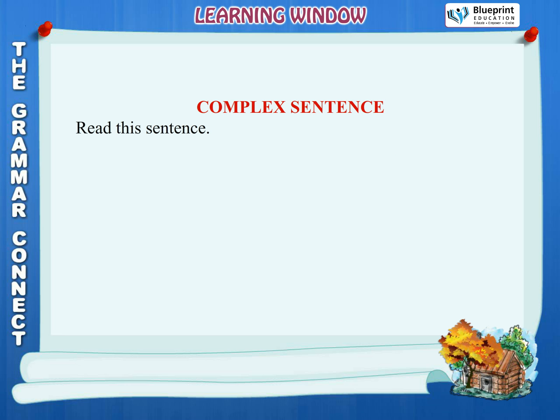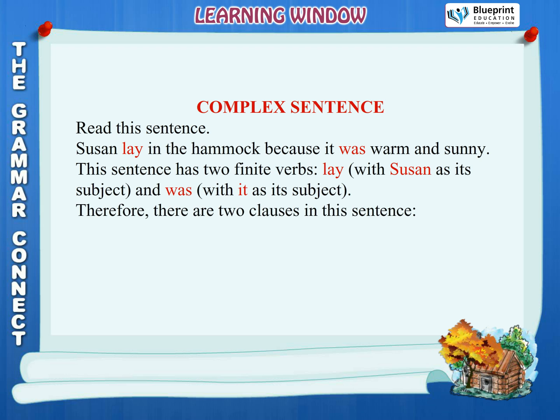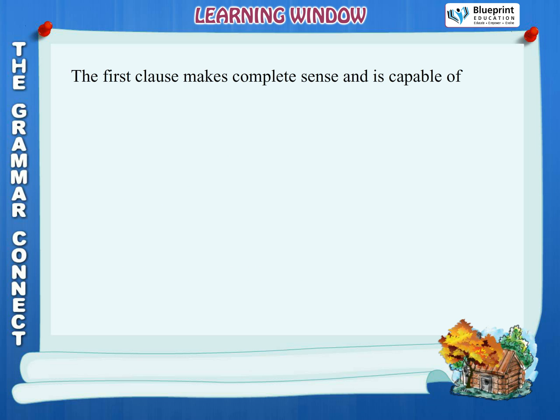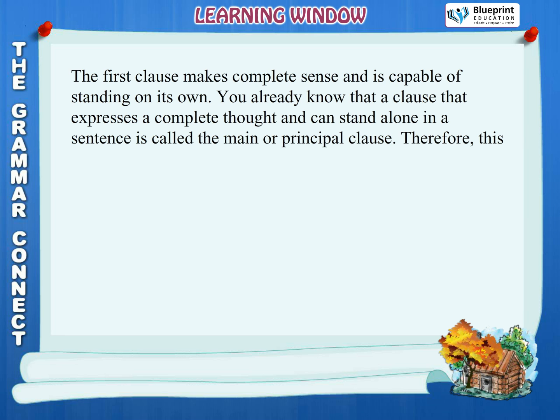Complex sentence. Read this sentence. Susan lay in the hammock because it was warm and sunny. This sentence has two finite verbs, lay, with Susan as its subject, and was, with it as its subject. Therefore, there are two clauses in this sentence: Susan lay in the hammock, and because it was warm and sunny. The first clause makes complete sense and is capable of standing on its own. You already know that a clause that expresses a complete thought and can stand alone in a sentence is called the main or principal clause. Therefore, this clause is the main or principal clause.